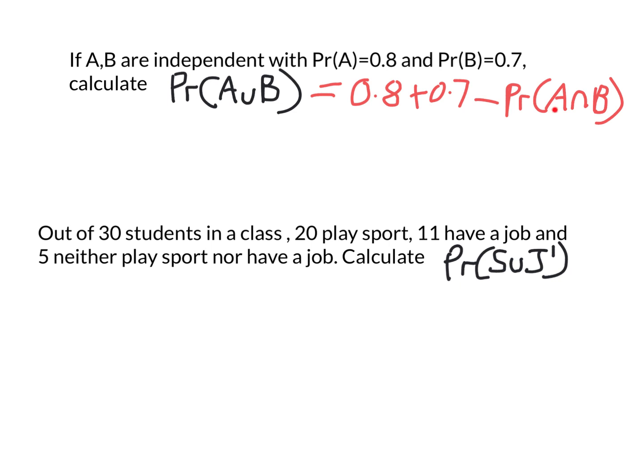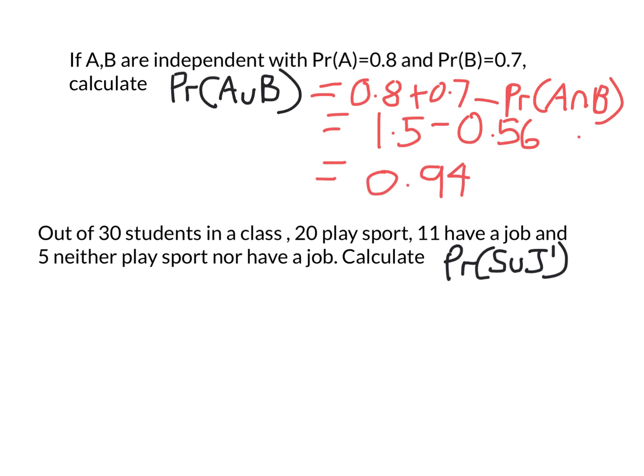So what would be the probability of A and B? Well, we learned in a previous lesson that if two events are independent, the probability they both happen is the product of their probabilities. It's just going to be 0.8 times 0.7, which is 0.56. So probability of A or B will be 1.5 minus 0.56, which is 0.94.